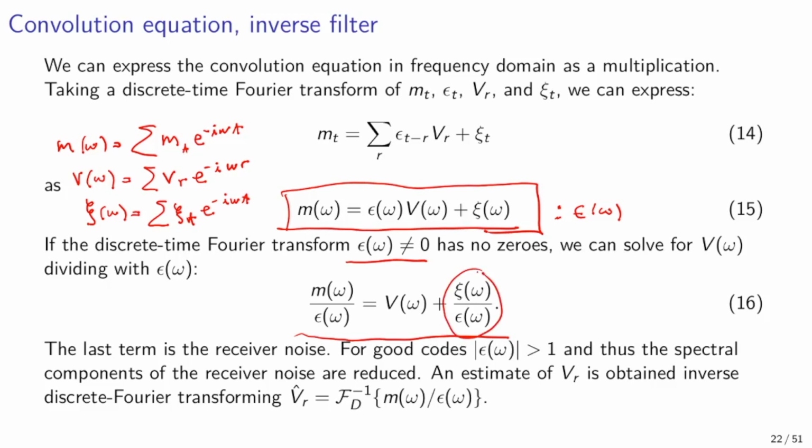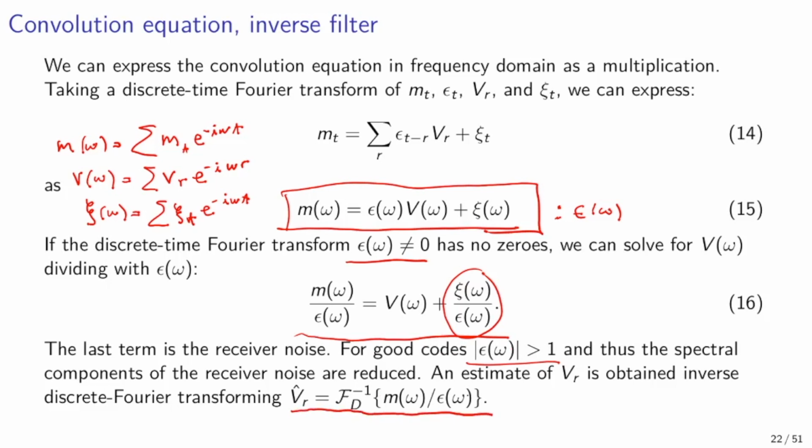We can see what effect dividing by the transmit waveform has in the frequency domain. Each spectral component of the received signal is divided by the corresponding spectral component of the transmitted signal. Assuming that each spectral component of the transmitted radar signal has an amplitude larger than unity, the amplitude of the spectral components of the receiver noise are reduced. Finally, we can obtain an estimate of scattered complex voltage as a function of range by taking an inverse discrete time Fourier transform of M of omega divided by epsilon of omega.